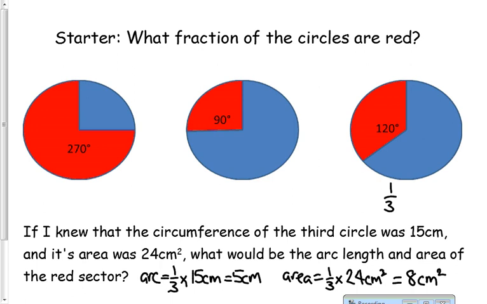So what we've got here is we've had 3 circles, they've all got different fractions, and so we've been able to work out the fraction of the circle that has been, in this case, shaded red, and we've then been able to apply that to either the circumference of the circle to work out the arc length, or we've been able to apply it to the area of the circle to work out the sector area. And this is the nature of the topic that we're going on to today.